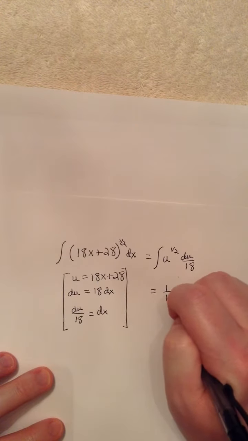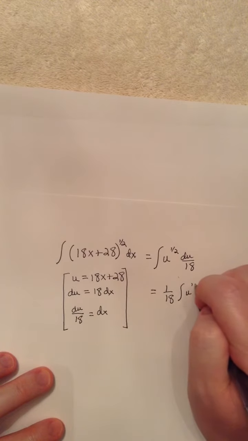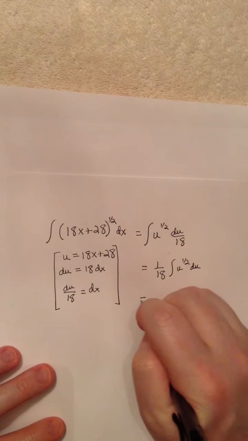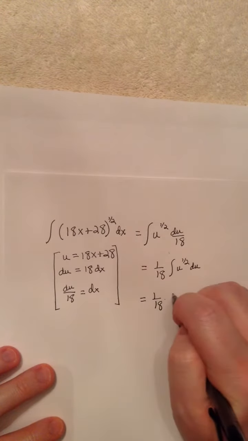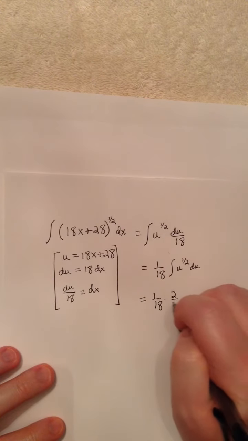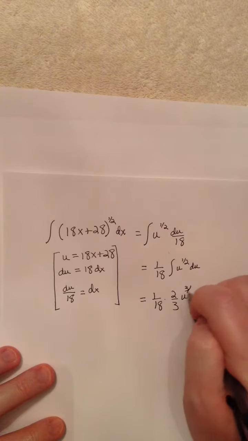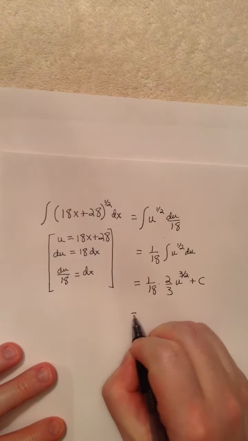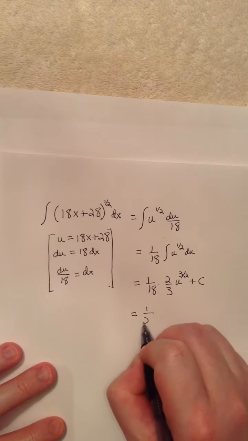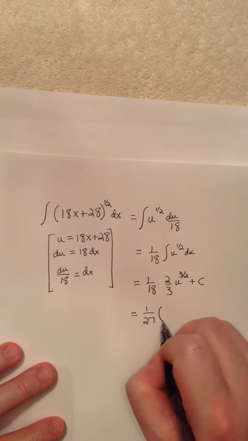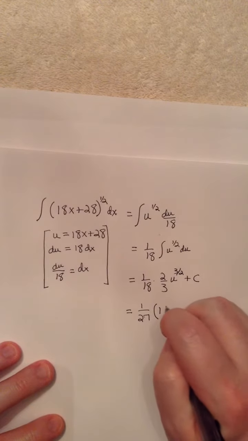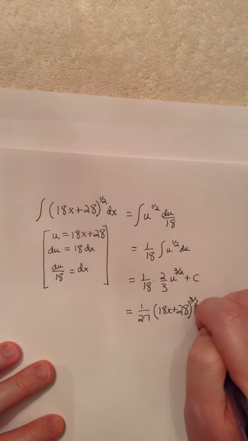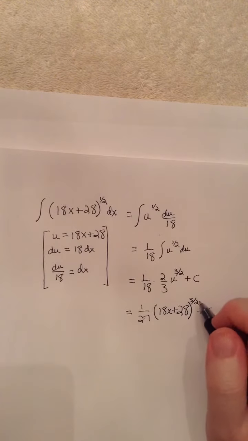So we're going to have 1/18 of the integral of u to the 1/2 du. In the follow through we have 1/18, and with the integral of u to the 1/2 we're going to have 2/3 of u to the 3/2. And 1/18 of 2/3, in simplified form, will be 1/27. With the back substitution, for u we have 18x plus 28, which we raise to the 3/2, followed by the constant.